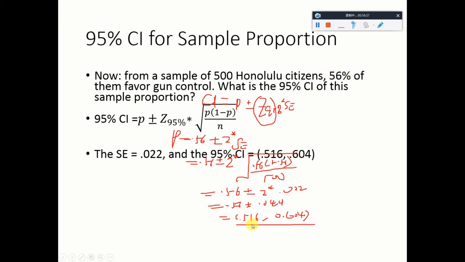But now because we have a different proportion here, the confidence interval will also be different. So this time it's 0.516 to 0.64.